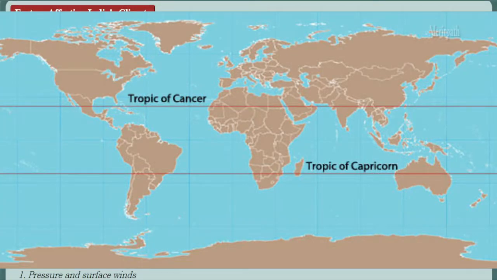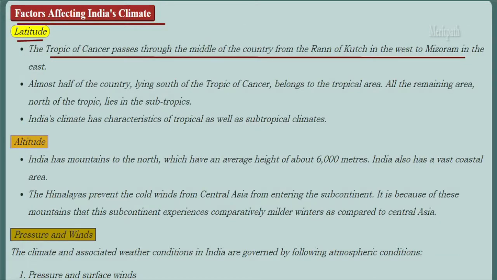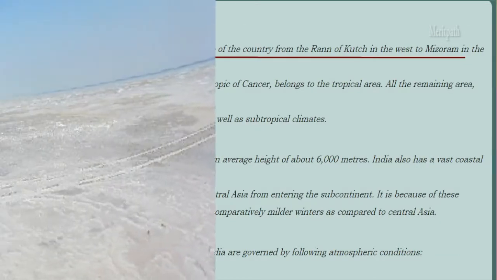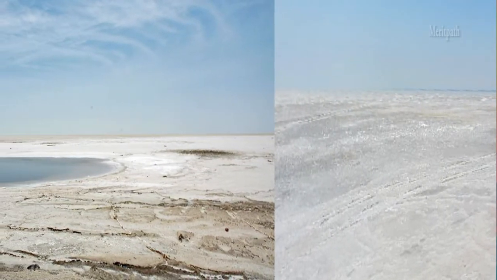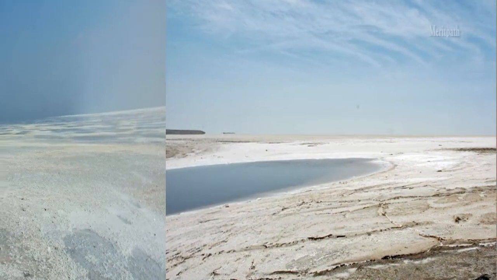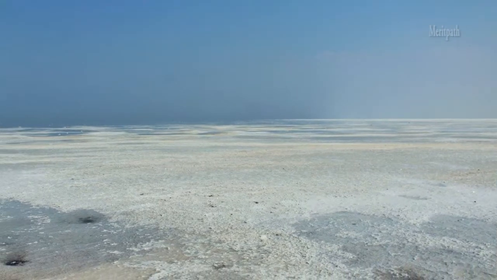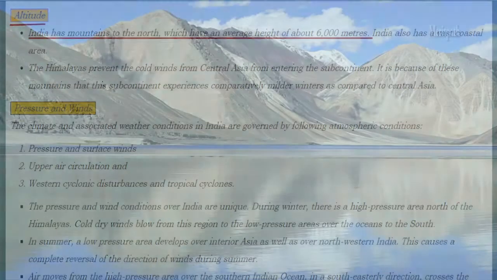Factors affecting India's climate. First factor is latitude. The Tropic of Cancer passes through the middle of the country from the Rann of Kutch in the west to Mizoram in the east, and with almost half of the country lying to the south of the Tropic of Cancer, it belongs to the tropical area, and all the remaining area to the north of the tropic lies in the subtropical area. So India's climate has characteristics of both tropical and subtropical climates.